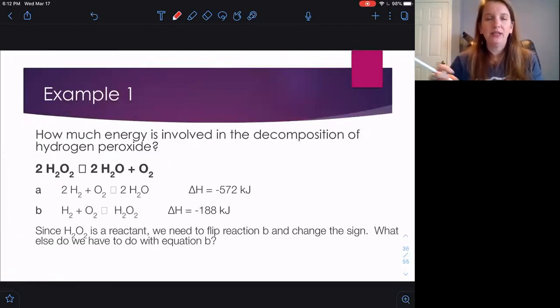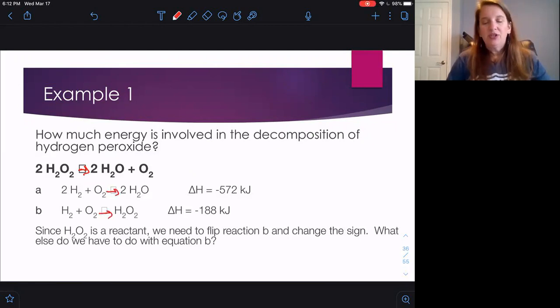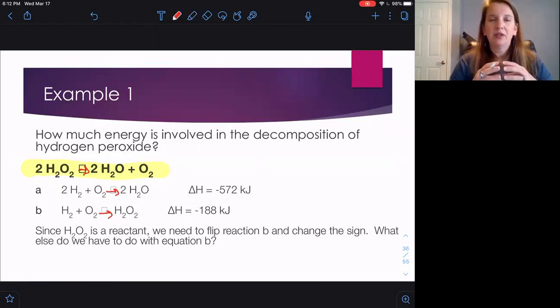Okay, so in this example here, how much energy is involved in the decomposition of hydrogen peroxide? So this here is our final reaction. And actually, I'm going to go ahead and highlight that instead. This is our overall reaction. That's what we're trying to achieve when we look at our intermediate steps. And A and B here, as they're listed below, those are the different steps that these reactions are going to go through in order to get that final product.